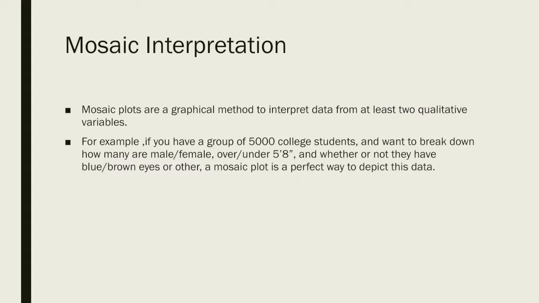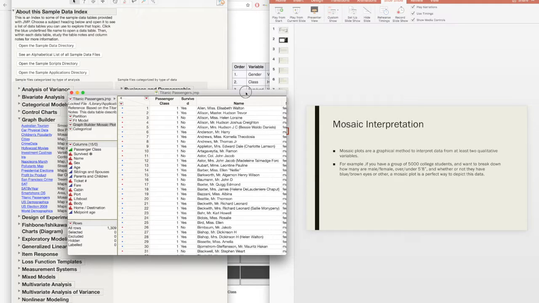Lastly, we have the mosaic interpretation. Mosaic plots are a graphical method to interpret data from at least two qualitative variables. You need a minimum of two, however, you can have as many as you'd like, and the mosaic can be as large as you would like. One example, if you have a group of 5,000 college students and you want to break down visually how many are male and female, how many are over or under 5'8", and how many have blue or brown eyes or another color, you can put all this into a mosaic and it will give you a really nice graphic on the differences between each.